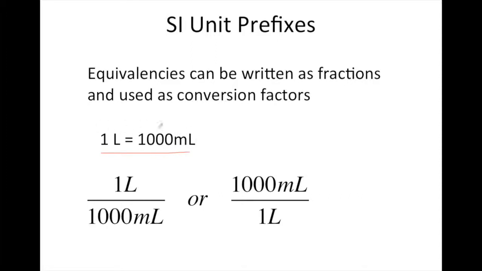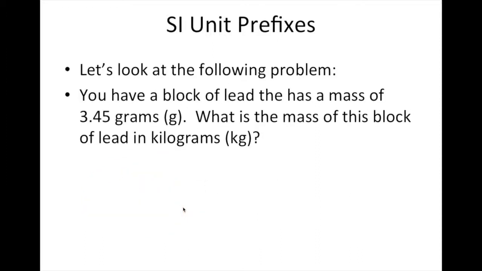And things that are equivalent to each other can be expressed like we have here, but they can also be expressed as fractions. 1 liter over 1,000 milliliters, or we could write 1,000 milliliters over 1 liter. All three of these are saying the same thing, that 1 liter is equal to 1,000 milliliters. When we're working problems, we often like to express our equivalencies as fractions, because then we can use a dimensional analysis approach to solve some mathematical problems. And I'll show you how to do that right now.